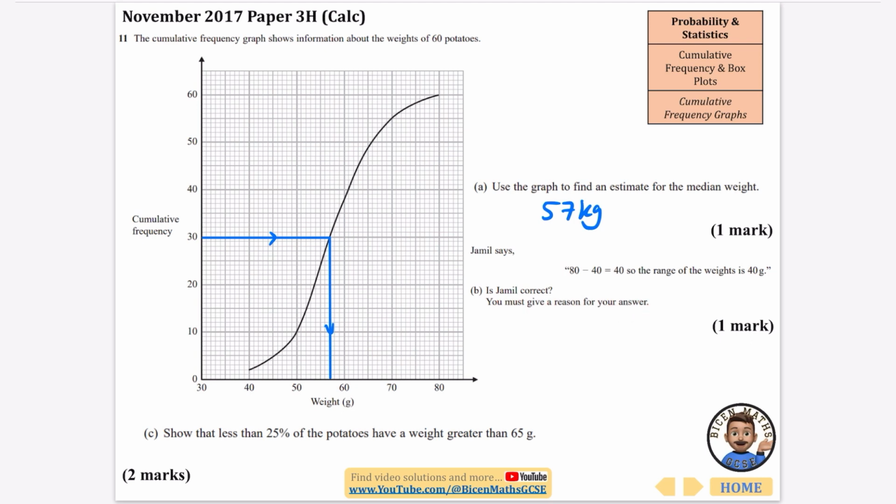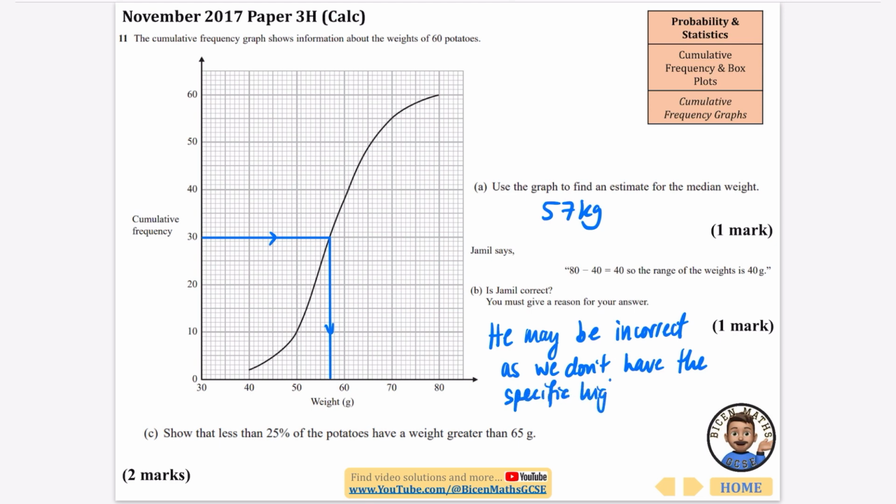Jamil says that 80 minus 40 equals 40, so the range of the weight is 40 grams. Is Jamil correct? You must give a reason for your answer. Well, we don't know. Even though we've got 80 here and it's going down to 40, we don't know if the lowest weight is actually 40. So is Jamil correct? We're not sure. Let's say this. He may not be wrong. He may be incorrect, as we don't have the specific high and low values, or weights, I might say.